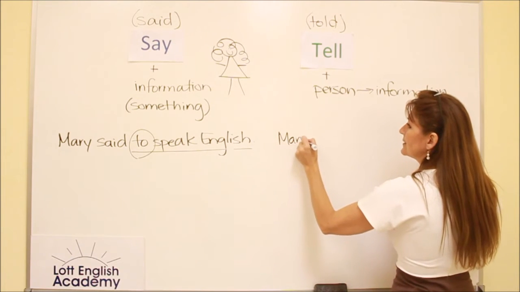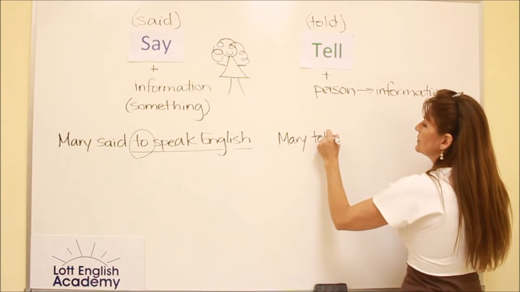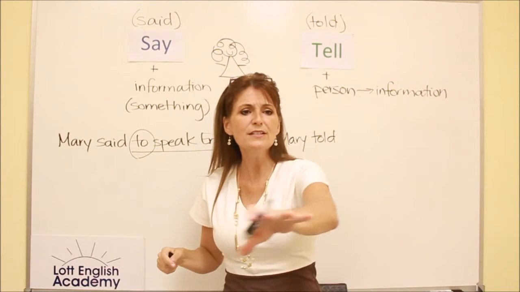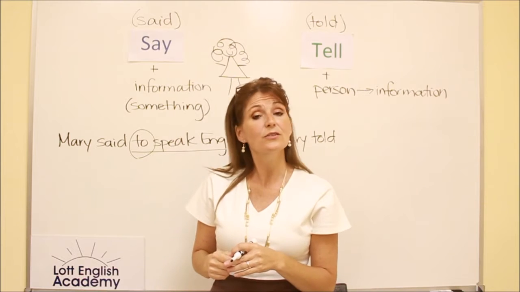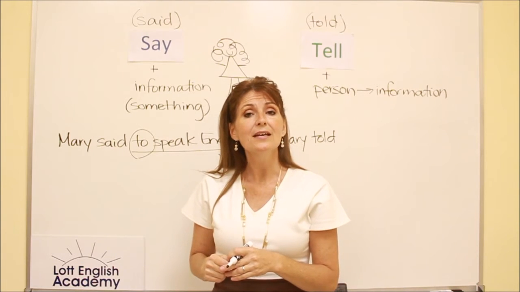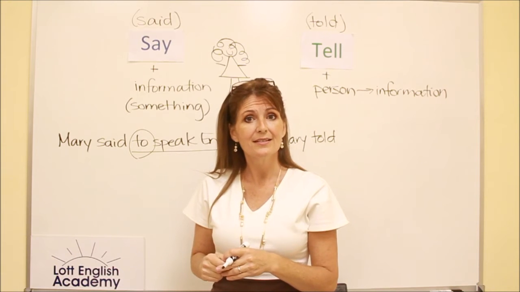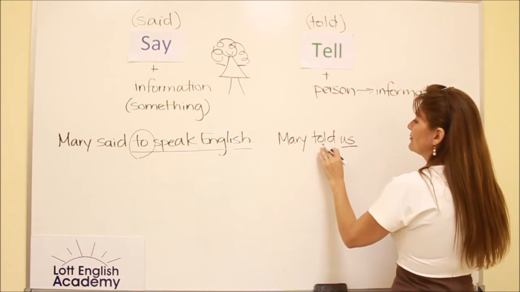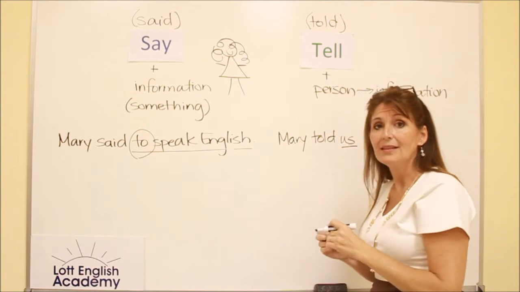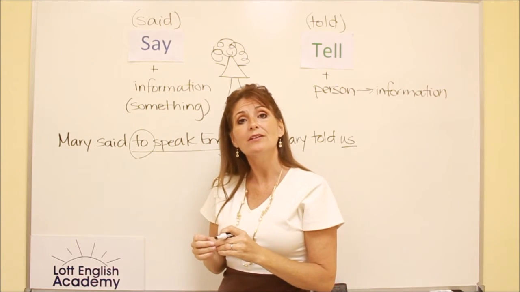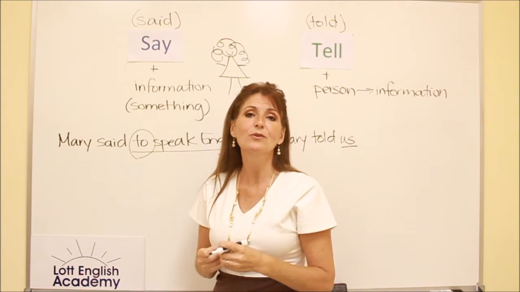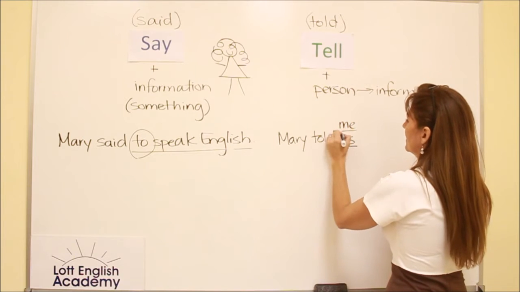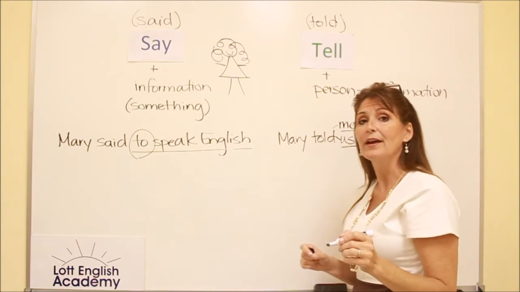Mary told, and then you have to think about who she told. In this situation, she told you and your friends. So you would say, Mary told us. Us is the object. And after the verb, we always need the object. So you could say, Mary told me, or Mary told us. Both of those are possible there.